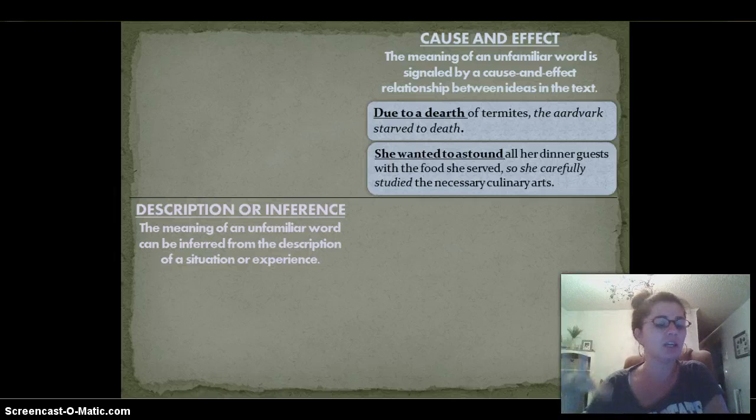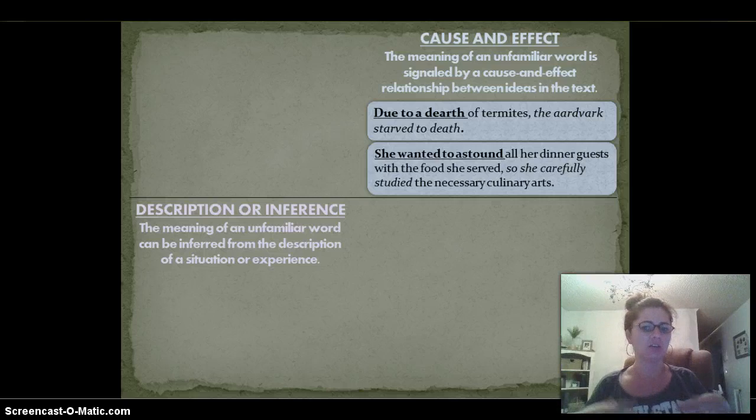Next we have, she wanted to astound all her dinner guests with the food she served, so she carefully studied the necessary culinary arts. Well, why would she carefully study the necessary culinary arts? Because she wanted to astound her dinner guests. So she wanted to do something good for her dinner guests. She wanted to amaze them. So she carefully studied the culinary arts. Cause and effect.